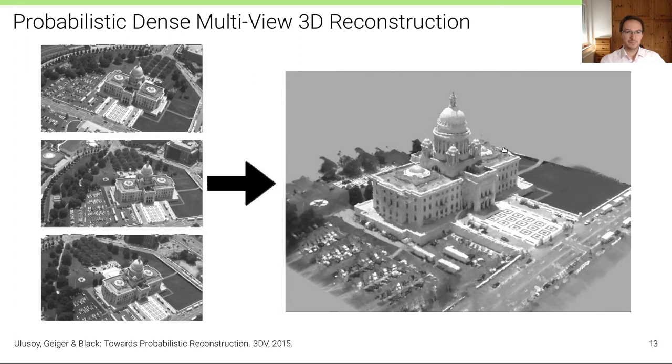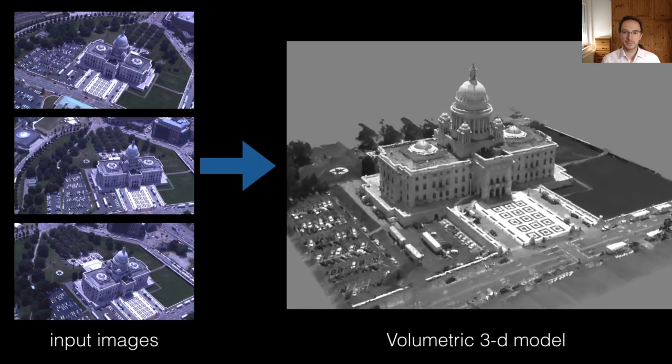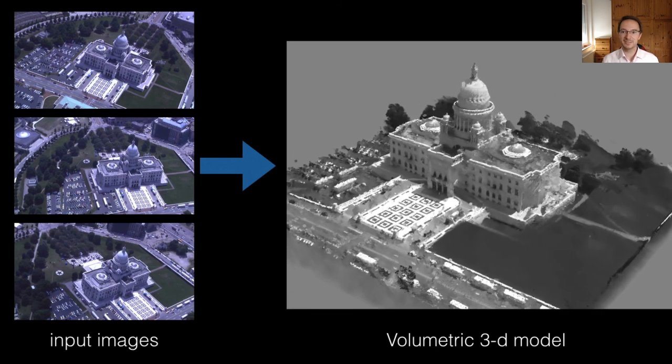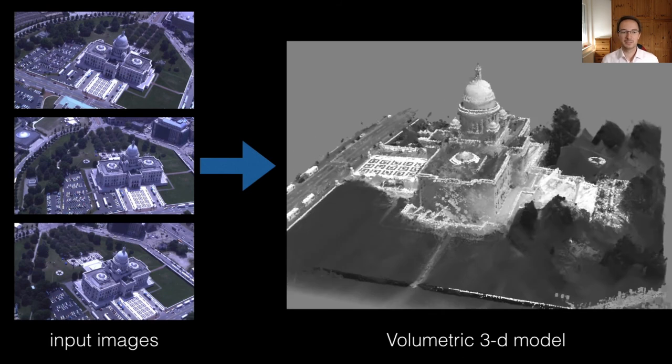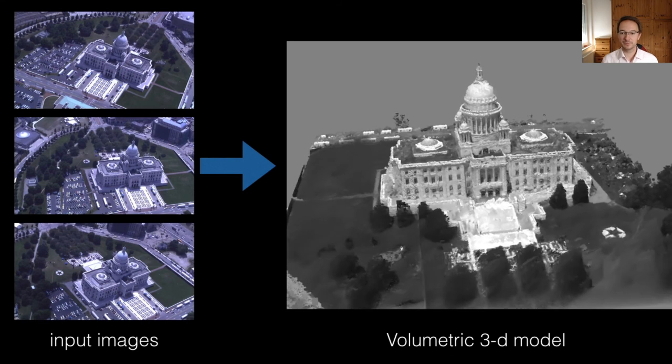So here's an example of what we want to achieve. On the left is a set of input images. I show only three here, but in practice there are, of course, many more. We use around 50 to 100 images for a 3D reconstruction. And we want to develop a model now that allows for inferring such a 3D volumetric representation as we can see here on the right-hand side, or for inferring depth maps from that set of input images that we have observed.